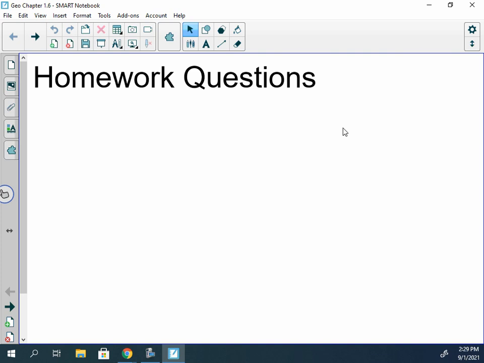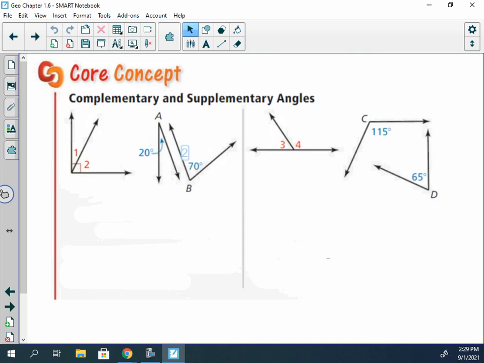Today we are starting the last section of Chapter 1. Now the first thing we're going to look at is supplementary and complementary angles.